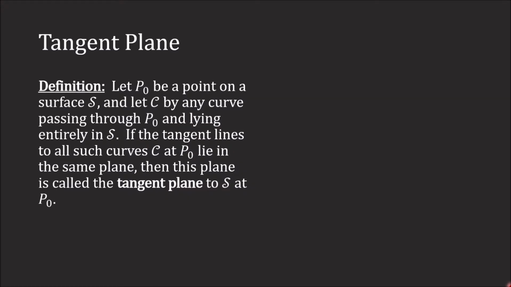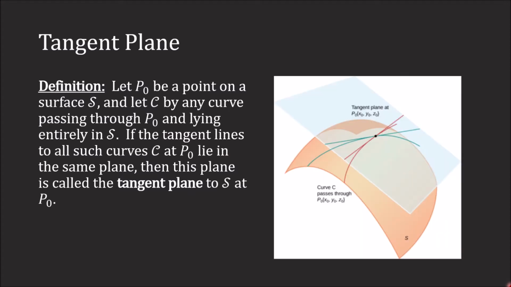So let P naught be any point on a surface S, and let C be any curve passing through the point P naught and lying entirely in S. If the tangent lines to all such curves C at P naught lie in the same plane, then this plane is called the tangent plane to S at P naught. And here we can see a picture representation.